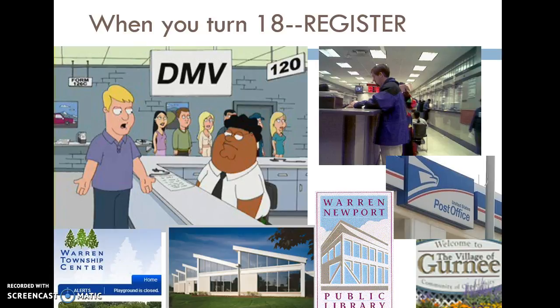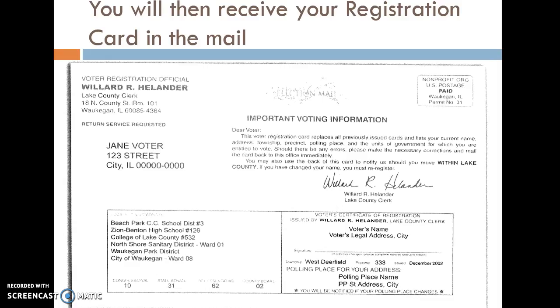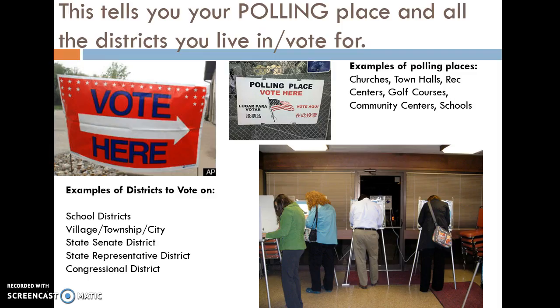When you turn 18, you need to register. You register for the draft and you register to vote. You can just do that at the DMV. You'll also receive a registration card in the mail that will allow you to vote.